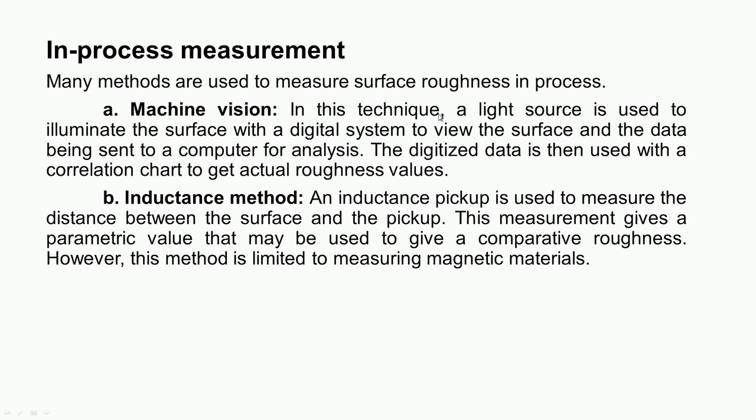In machine vision, a light source is used to illuminate the surface with a digital system to view the surface, and the data is sent to a computer for analysis. The digitized data is then used with a correlation chart to get the actual roughness values. That means initially we should use some standard specimens whose surface roughness is known, and using those standard specimens we can calibrate the machine vision system. That means for a particular surface roughness, whatever digital data we get, we can calibrate with it, and then we can use the component for which the surface is to be tested. We keep it under machine vision, and the digital signal we obtain should be compared with the digital data obtained from the standard specimen.